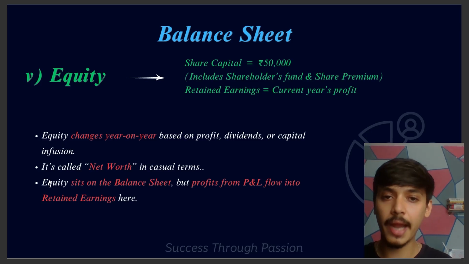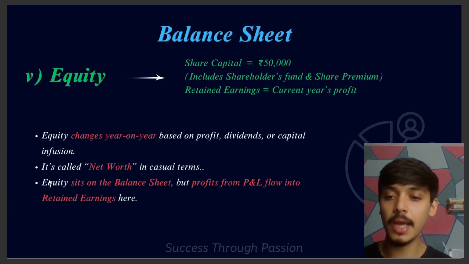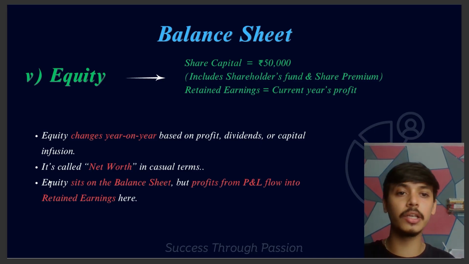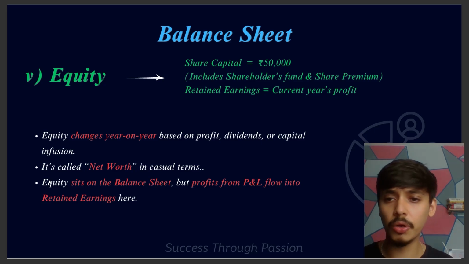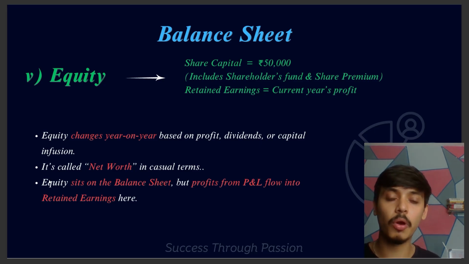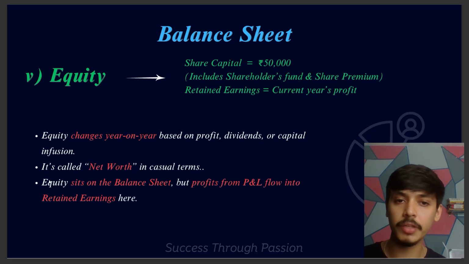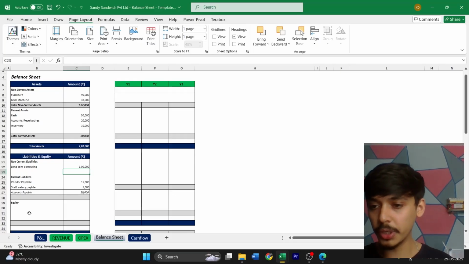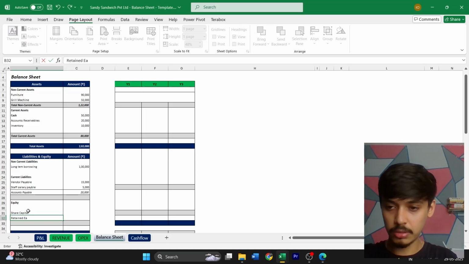Finally, we now are at equity, which is the balance between assets and the liability. We have share capital, which is 50,000, which we will now plug in. And next is the retained earnings, which is current year's profit. So as we have mentioned on equity, every year the profits go back to the equity of the company. So that way we will now add the share capital and profits to equity.